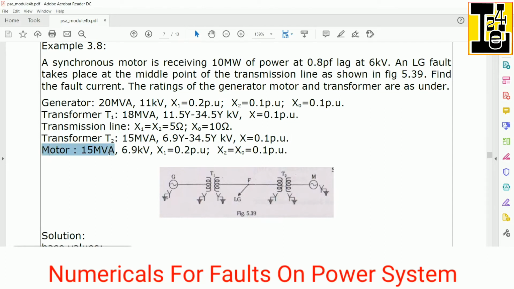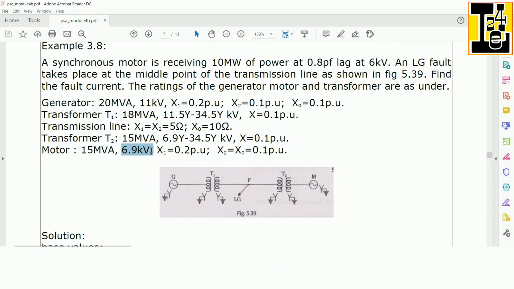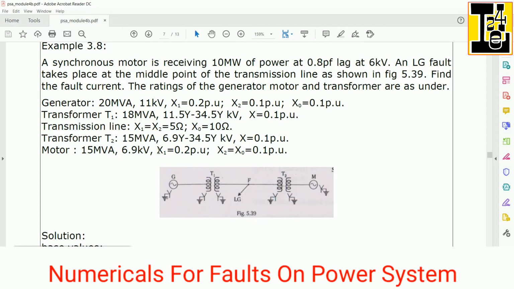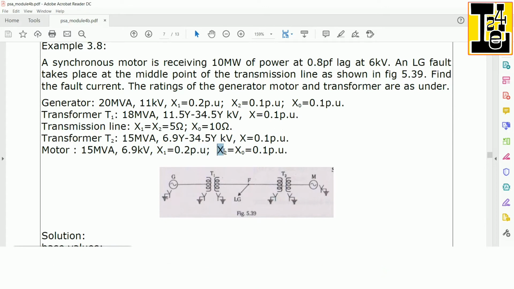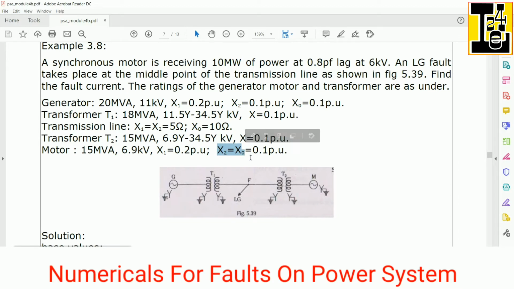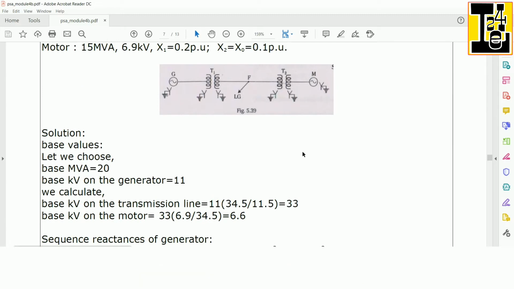The motor is operating at 15 MVA power capacity, 6.9 kilovolt operating voltage, and positive sequence reactance equal to 0.2 per unit. The negative and zero sequence reactances are equal, which is equal to 0.1 per unit. Let us do the solution.